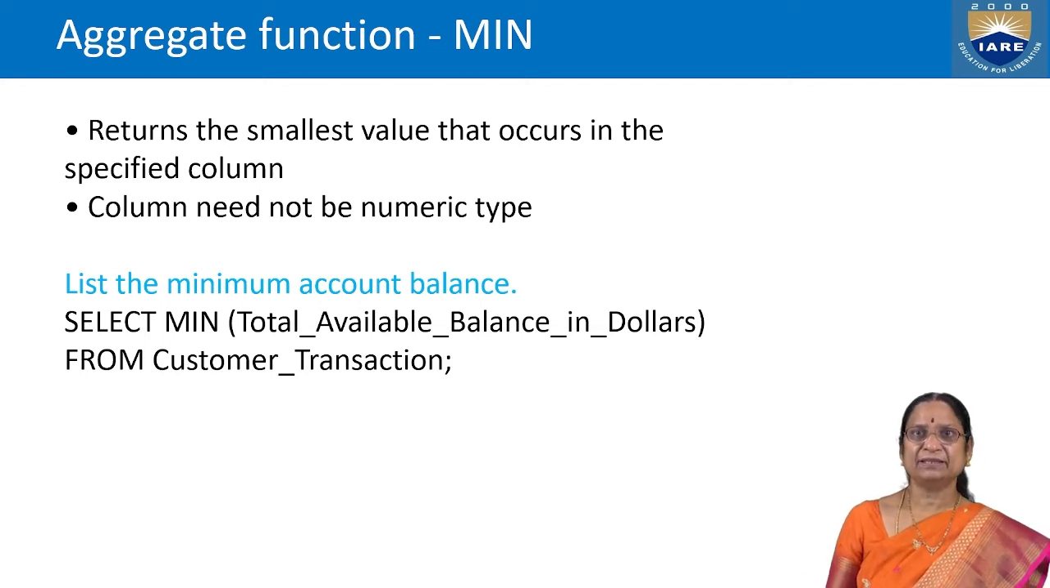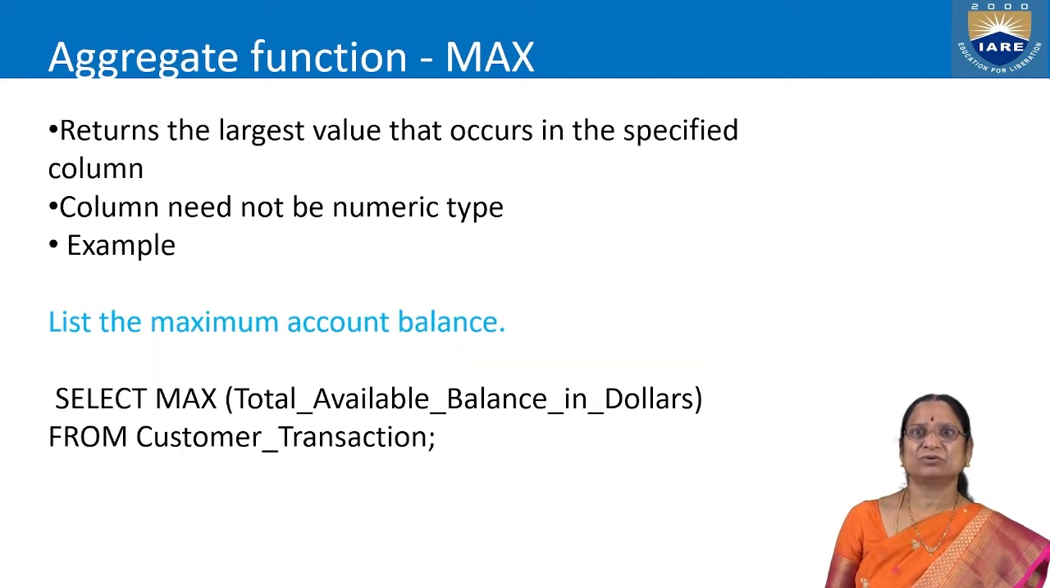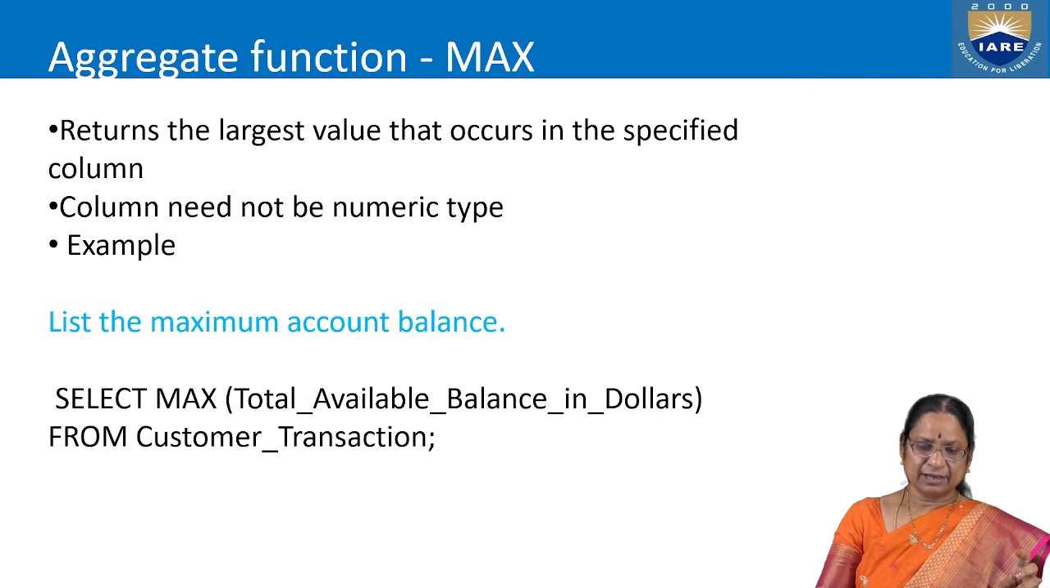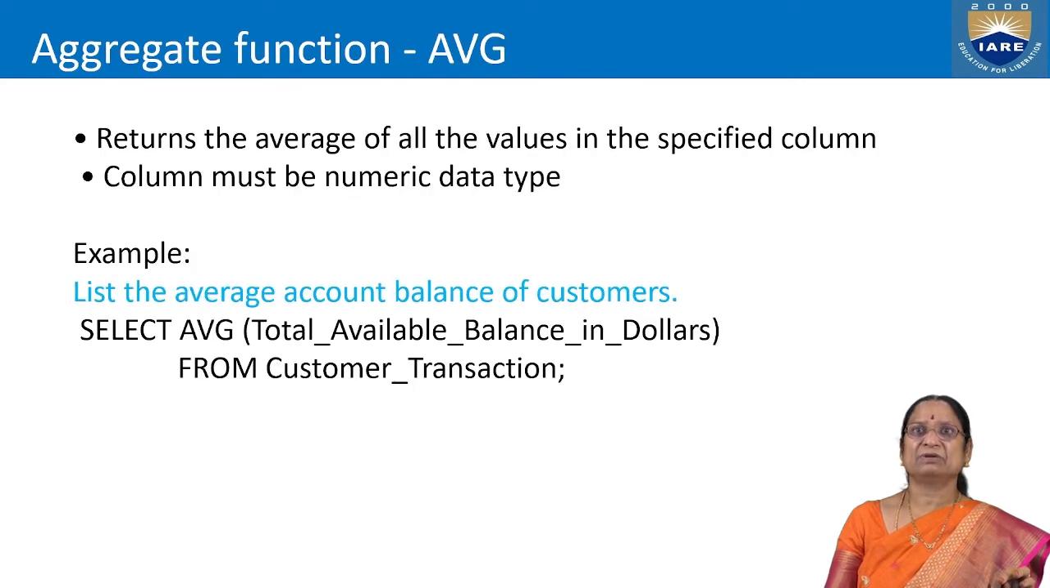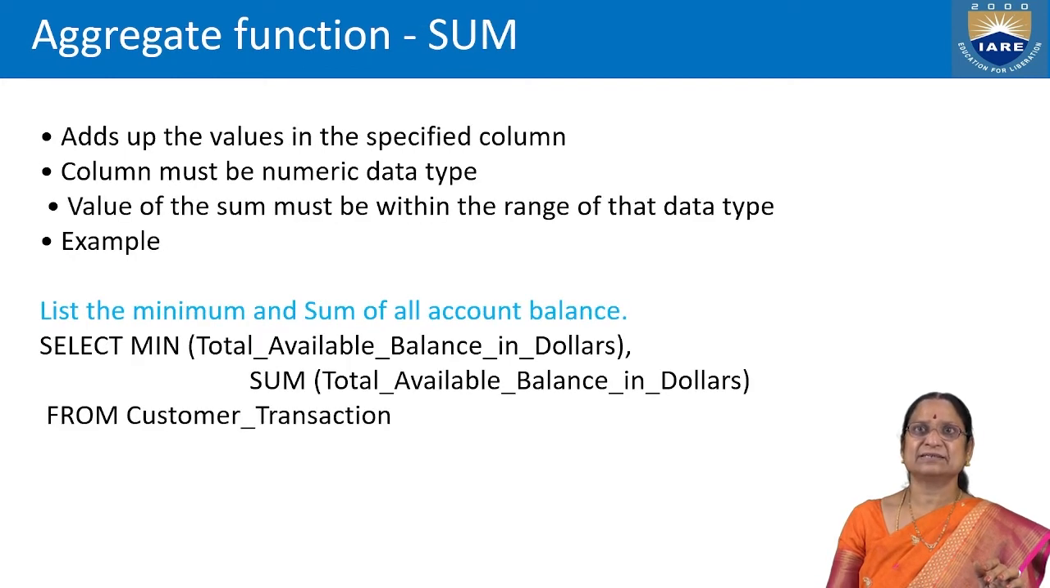You can compare them or you can display the aggregate value also. For example, I want the maximum, the aggregate function maximum. Maximum balance available for a customer: select max of the respective balance from customer transaction. It will give the average: AVG of the total available balance column from customer transaction.